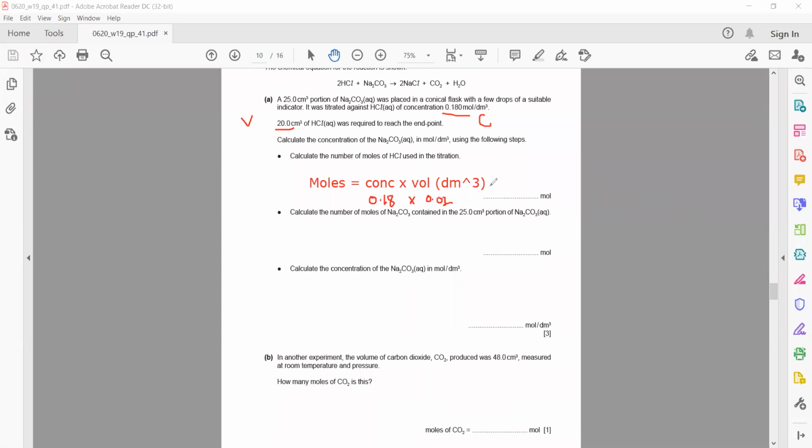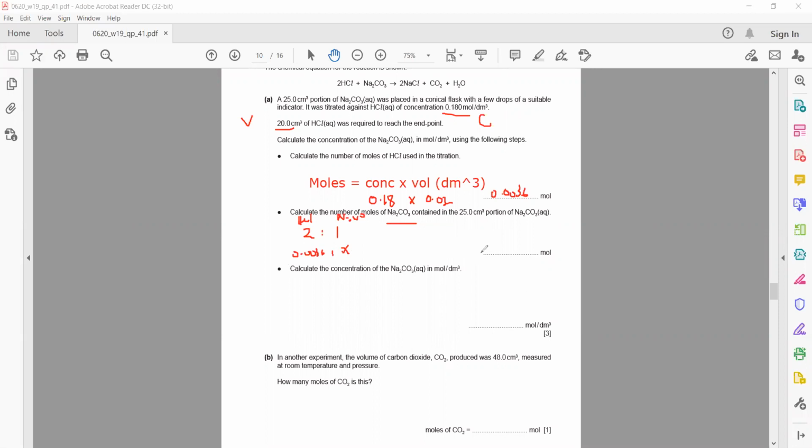Then the number of moles of sodium carbonate: the ratio between HCl and sodium carbonate is 2:1. So this was HCl moles and this one is sodium carbonate, 2:1. If we have 0.0036 moles of HCl, X moles will be there, cross multiply. So it will be 0.0018, because 2:1 is the ratio, so it will become half of it. That's why 0.0018.